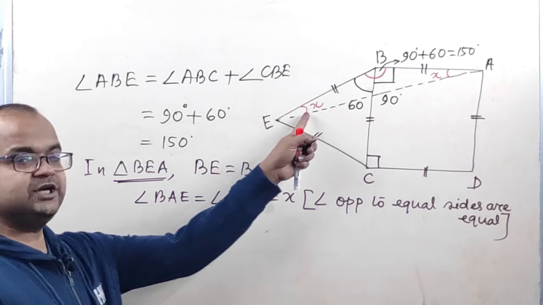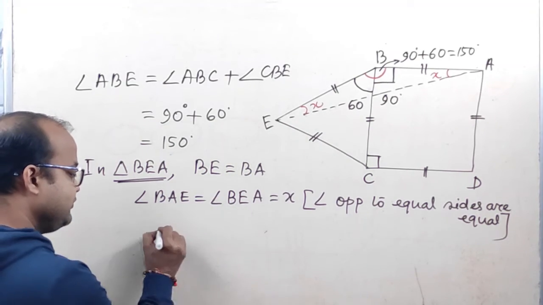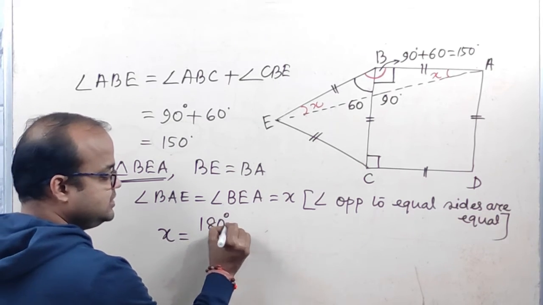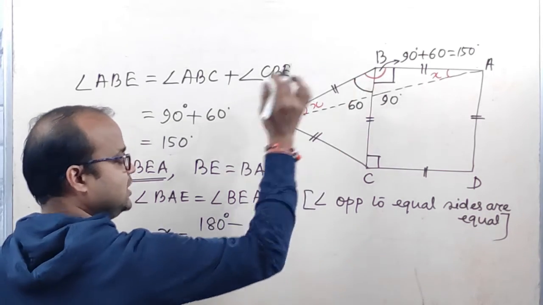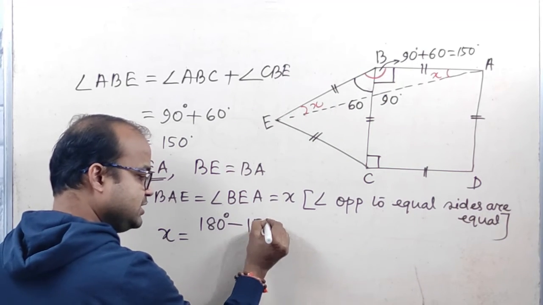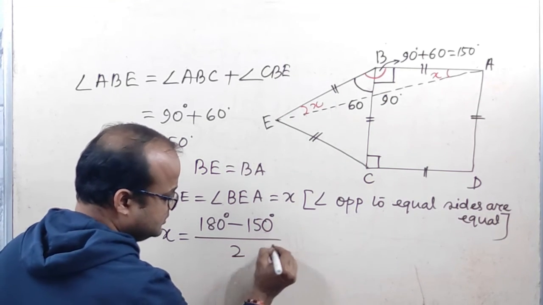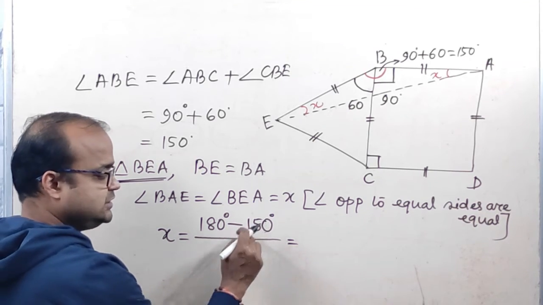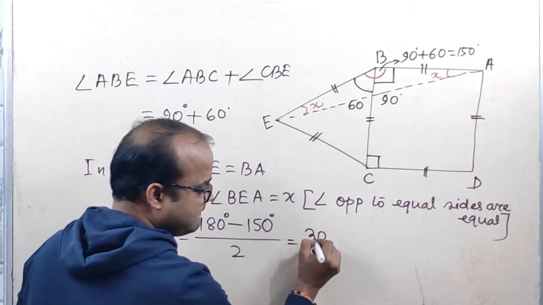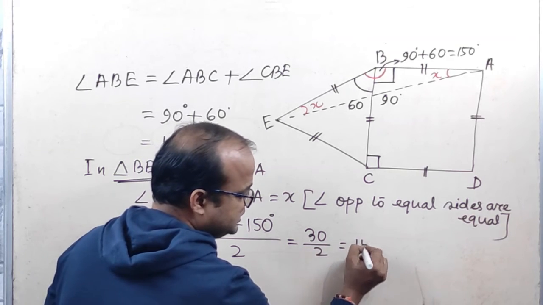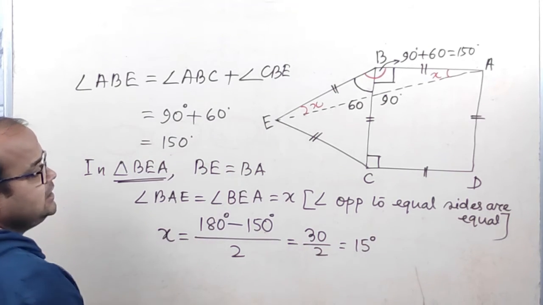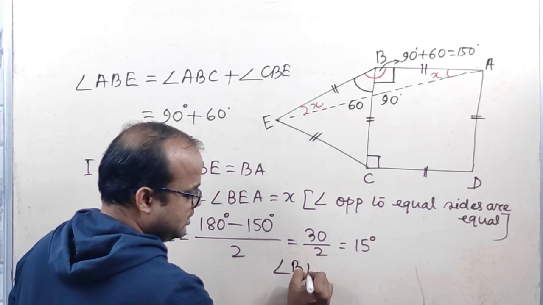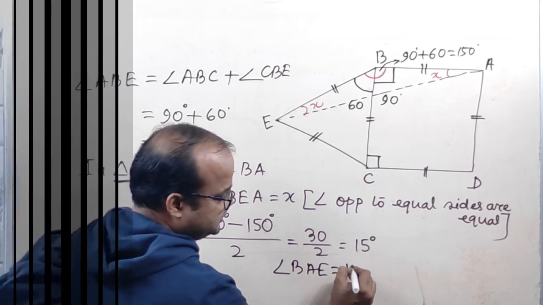Now we need to find the base angle. So the formula is x equals 180 minus 150, the vertical angle, divided by 2. That means 180 minus 150 equals 30, 30 by 2 equals 15 degrees. So angle BAE equals 15 degrees.